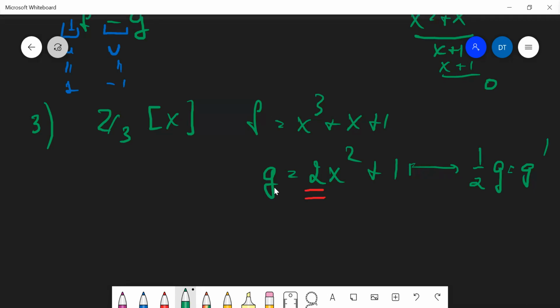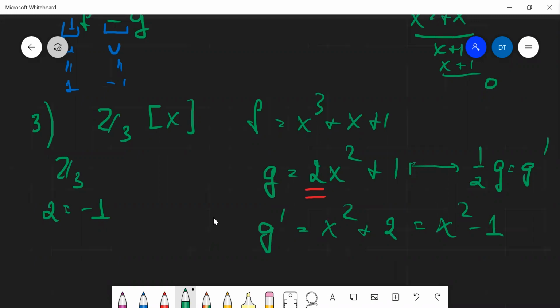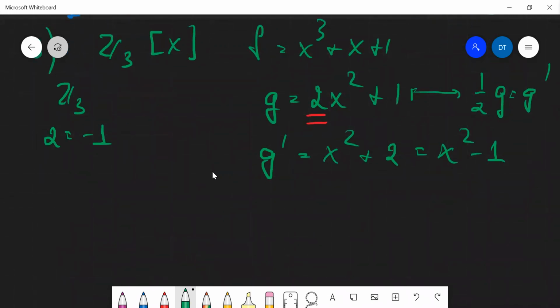So let's do this. First of all, in the field Z3, 2 is equal to -1. So its inverse is just 2. If you multiply by 2, you will get G prime is equal to x squared plus 2. Or you can use this notation, x squared minus 1, because 2 and -1 are just different names for the same element. And now we can find the greatest common divisor.